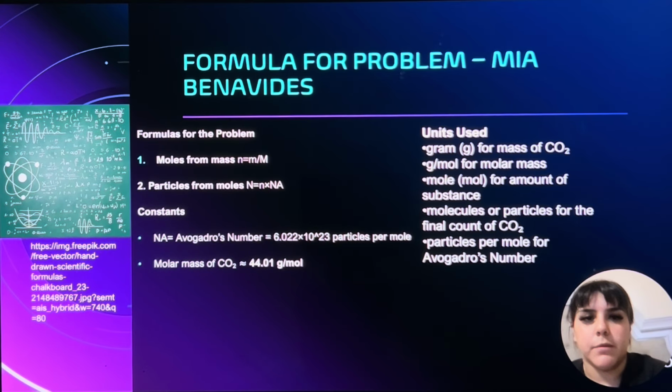Formulas for the problem. Moles from mass: n equals mass divided by molar mass. Particles from moles: N equals n times Avogadro's number. Constants: Avogadro's number is 6.022 times 10 to the 23rd particles per mole. Molar mass of CO2 is about 44.01 grams per mole.